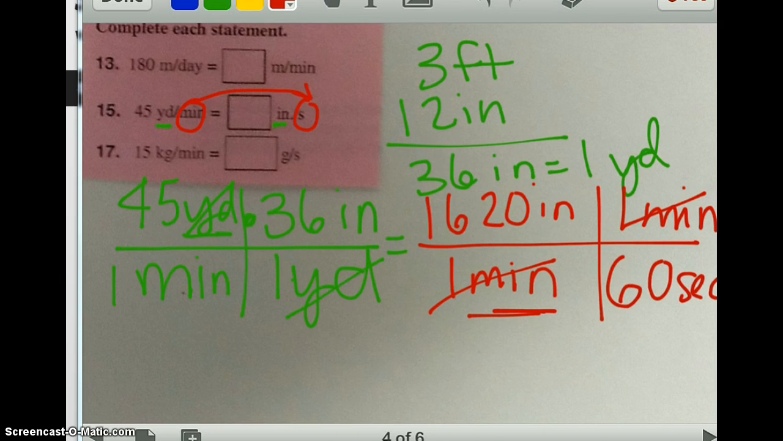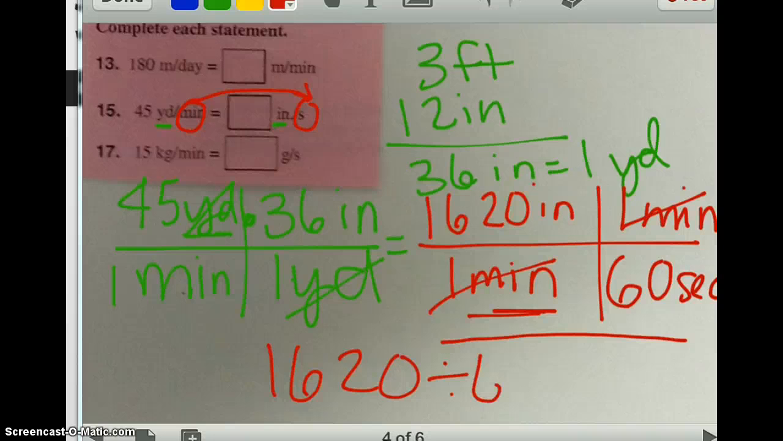I'm just giving you this little chart here so that your parents can see where we're going, or for some of you, your brain will latch onto this a little bit better. So now I do 1,620 divided by 60, and that's going to give me how many inches I get to go per second. So you do that one. I'm actually not going to put the answer on here because I want you to do it yourself, but it is a whole number. So you find that, push pause, and then we'll go on to 17.